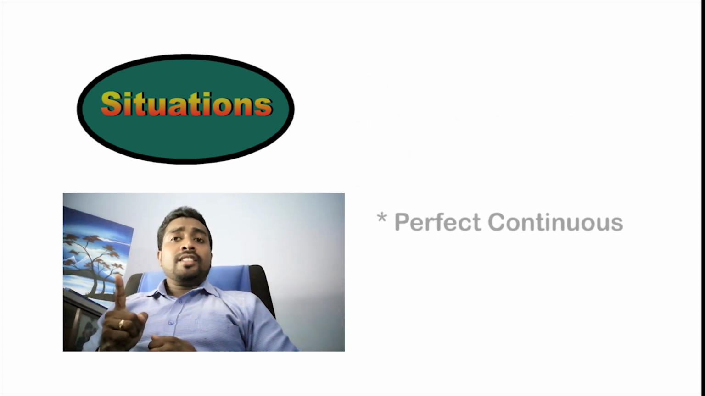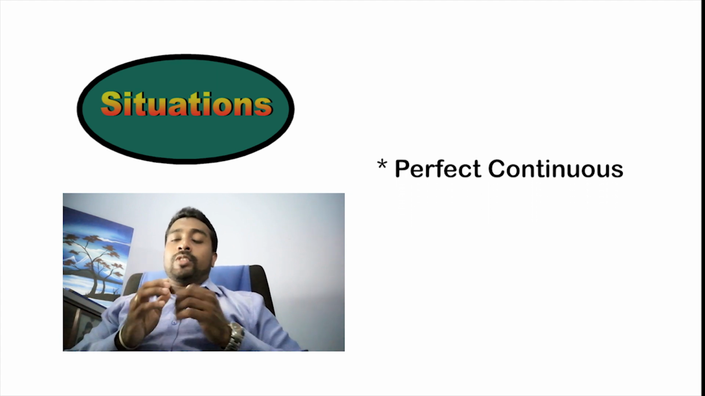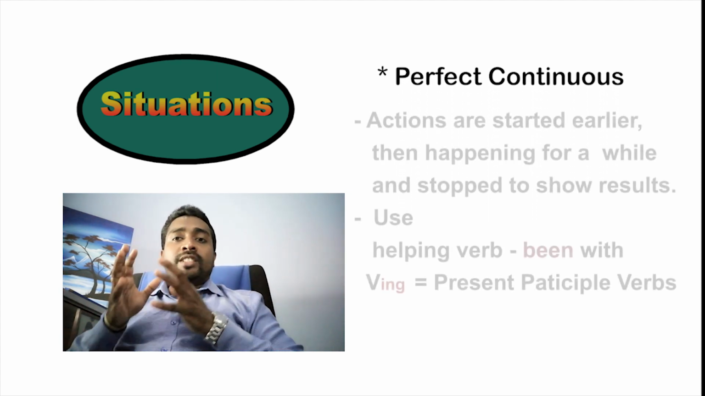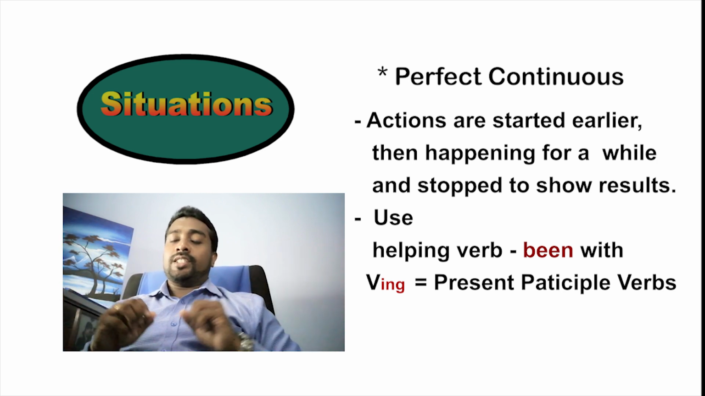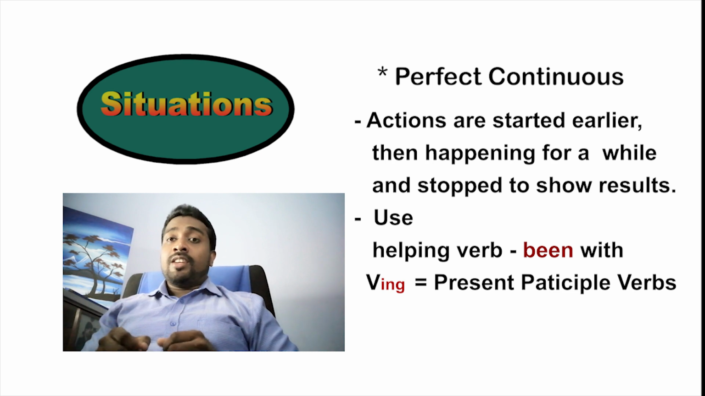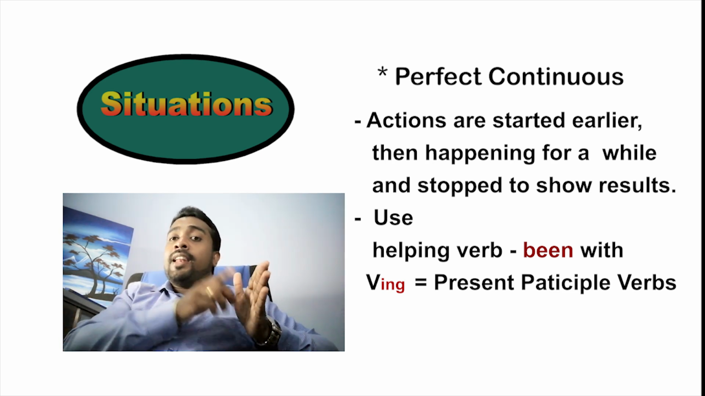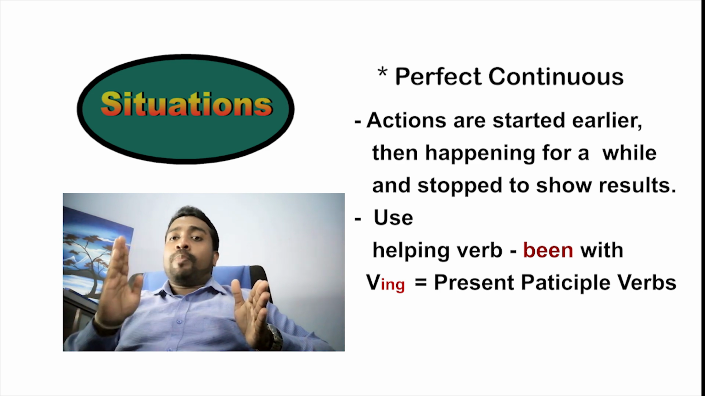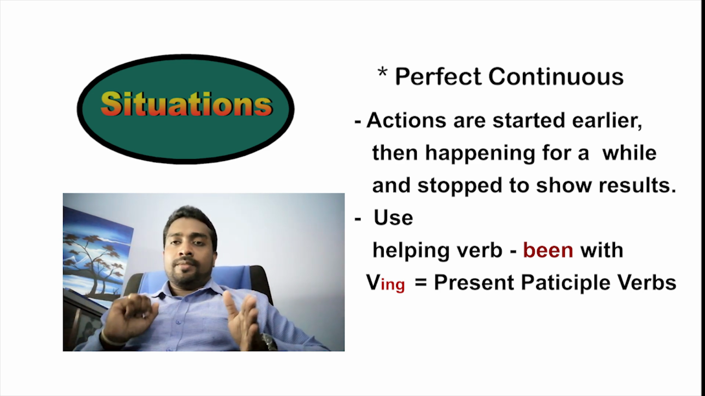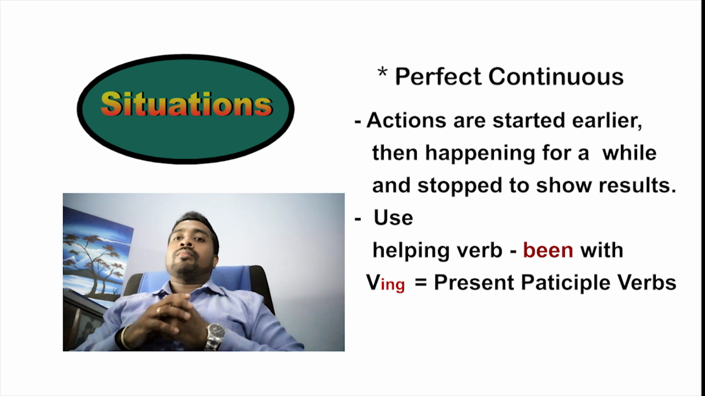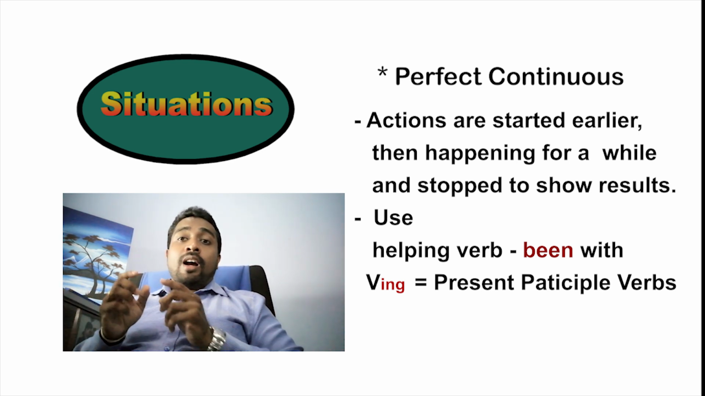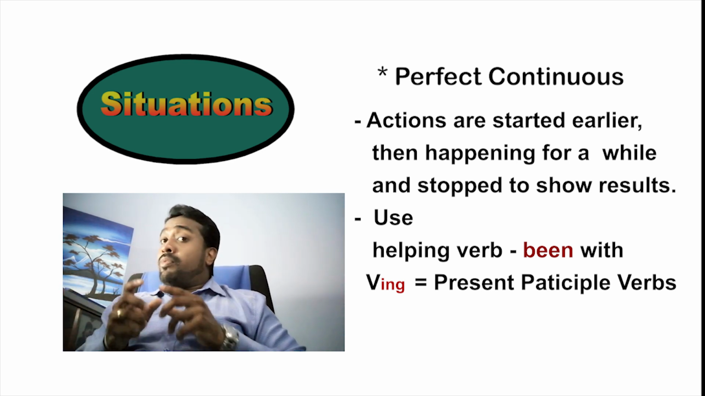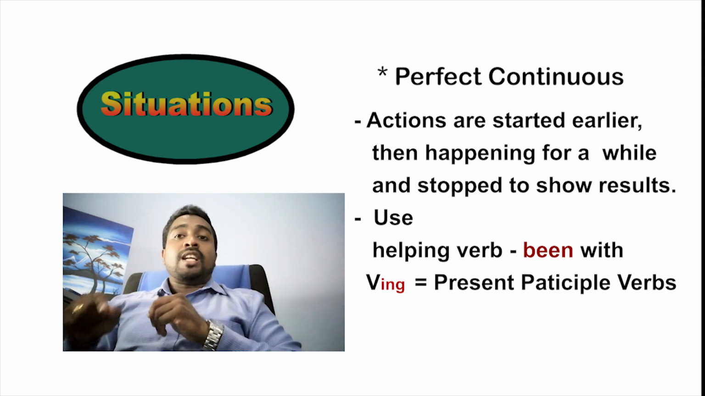The fourth and the last situation is perfect continuous. Perfect continuous tenses have features of both perfect tenses and continuous tenses. They tell about the actions which started earlier and then kept happening for a while until they stopped at a moment to show results. We use the helping verb been, B-E-E-N, with the ing form, the present participle form of main verbs, in this type of sentences.